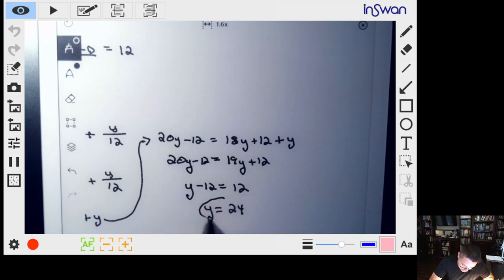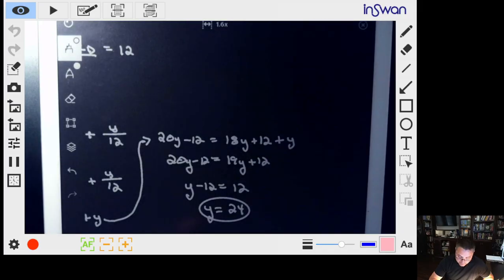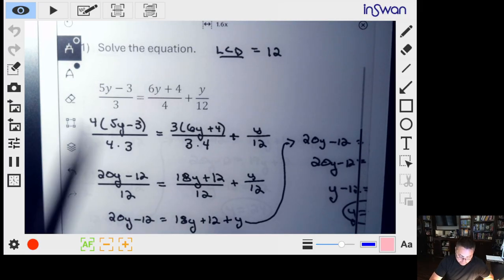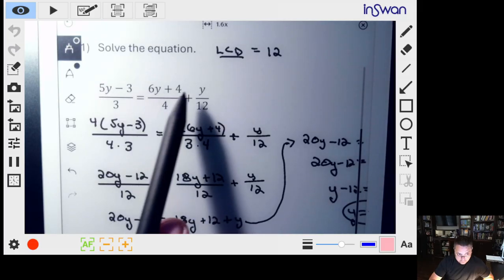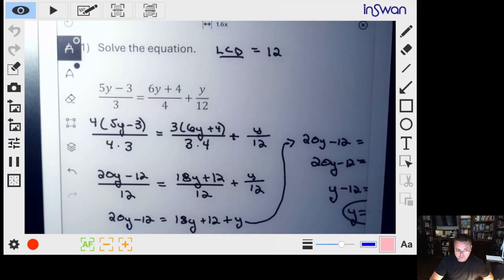And so this gives us an answer of 24. Now we can check that 24 by plugging it back into the original problem. If I plug in 24 here, here, and here, you'll see that these fractions are equal to each other. So that is how we solve this.